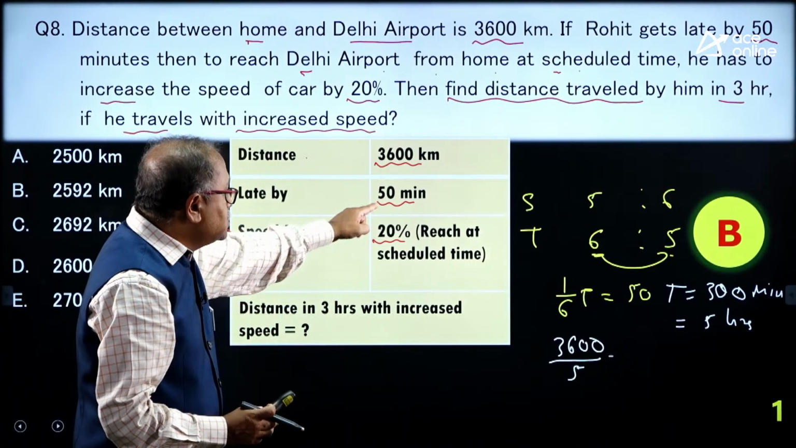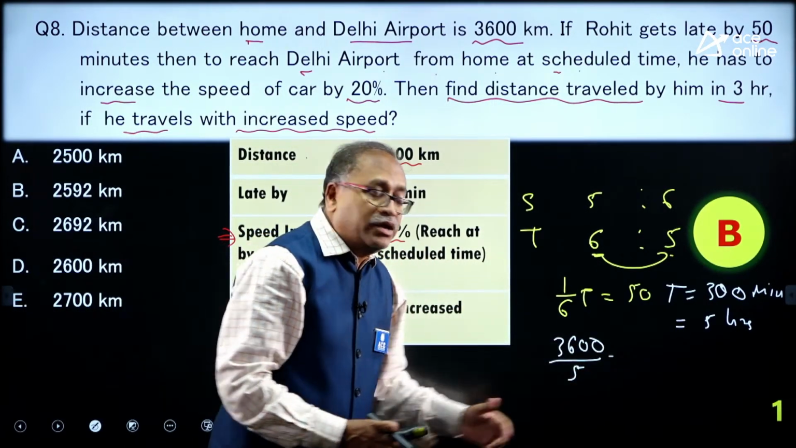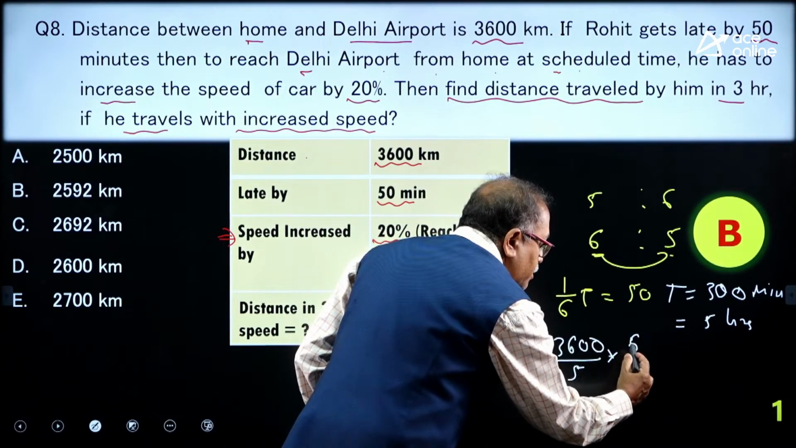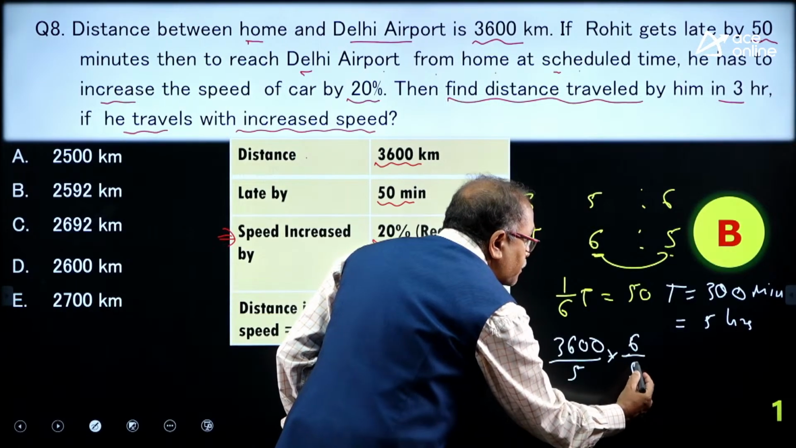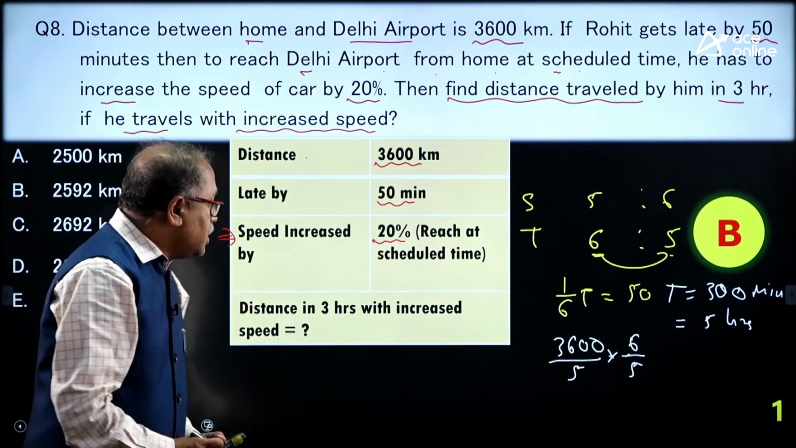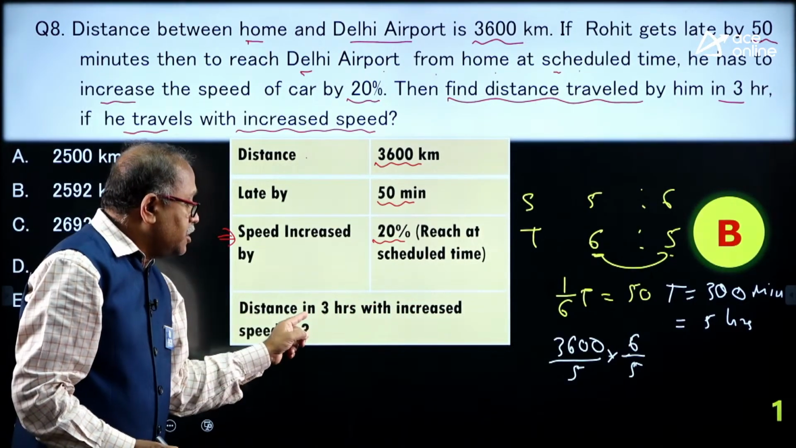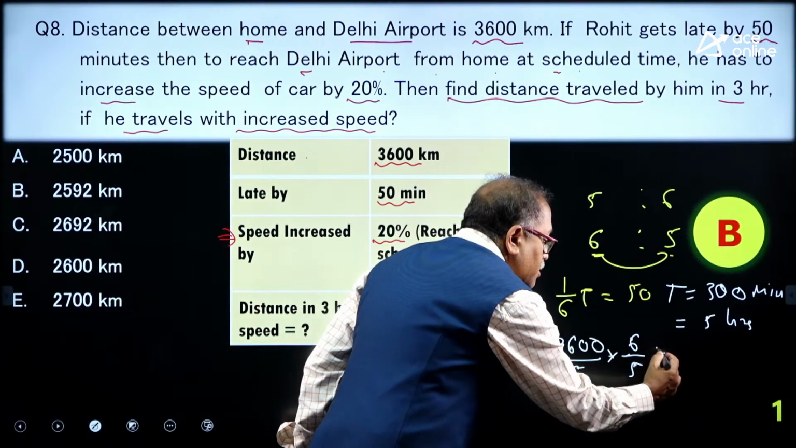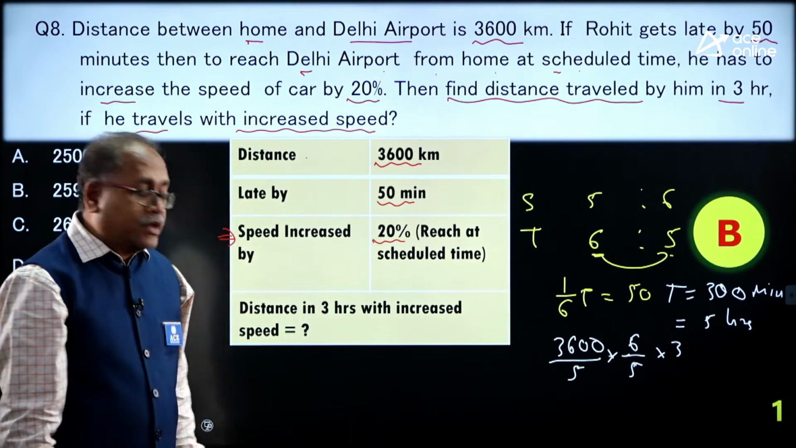Now, I will increase the speed by 20%, that means multiply by 120 by 100. In other words, multiply by 6 by 5, I will get the increased speed. Now, with the increased speed in 3 hours, how much will he cover? So, multiply this by 3. So, you will be able to get the answer, right my dear friends.